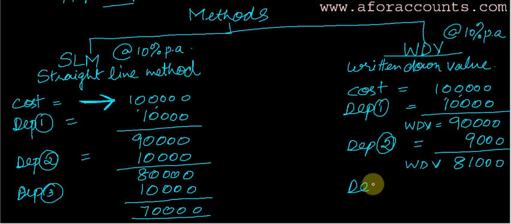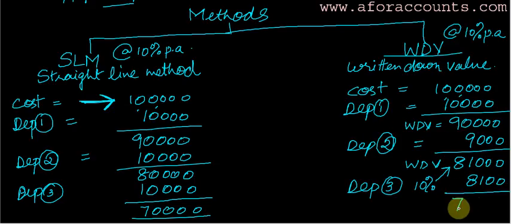So depreciation for the third year will be 10% of your WDV. 10% of the WDV comes here to 8,100, and so what will be the value after the third year? 81,000 minus 8,100, that is 72,900. This is your WDV after the third year. So this is the way, this is the concept of straight line method and WDV.